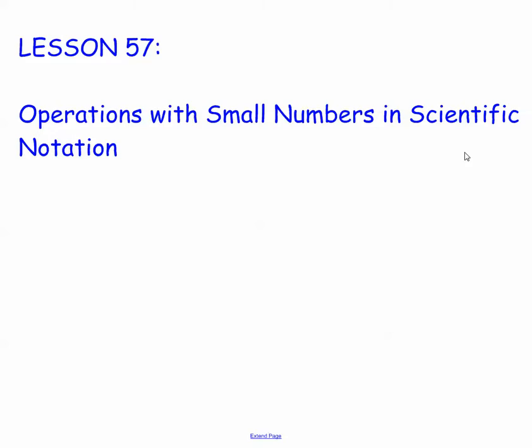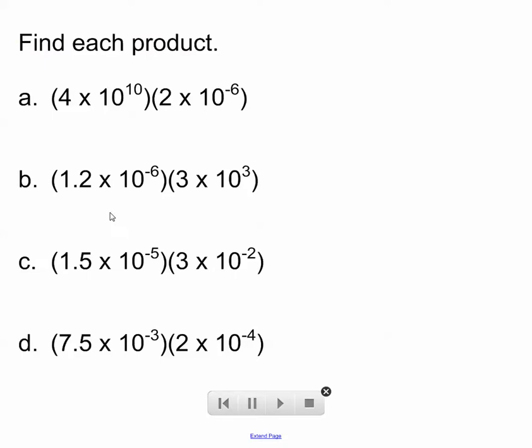Lesson 57, we're back to scientific notation. We first introduced scientific notation with large numbers, and then we did some operations in scientific notation with large numbers. And then we did an introduction of small numbers with scientific notation. Now we're going to do operations with small numbers in scientific notation.